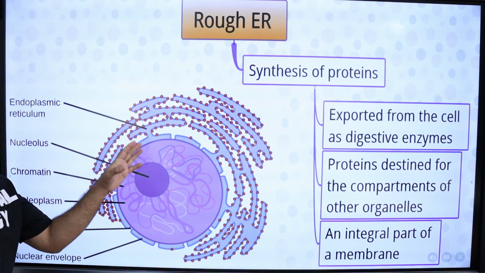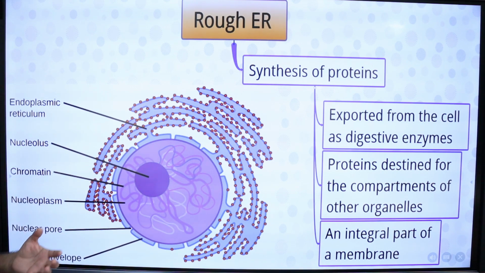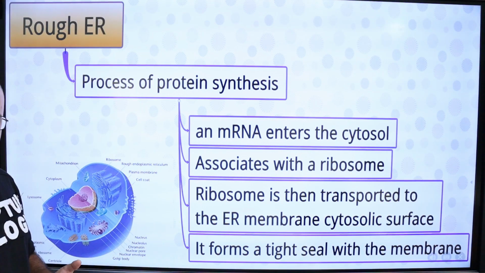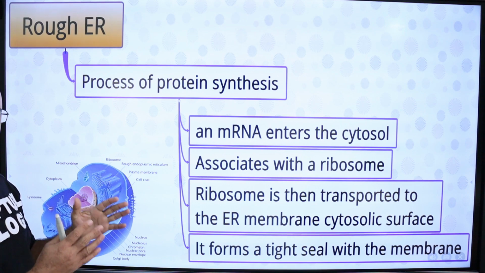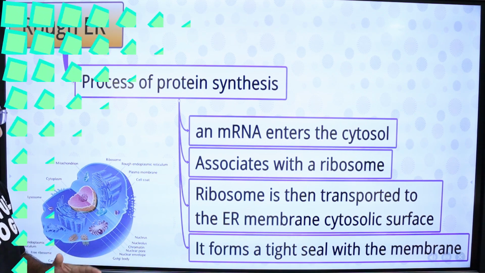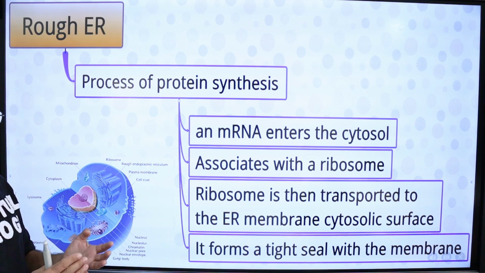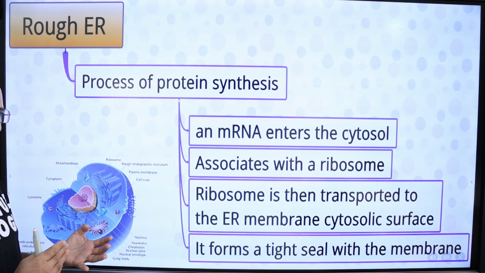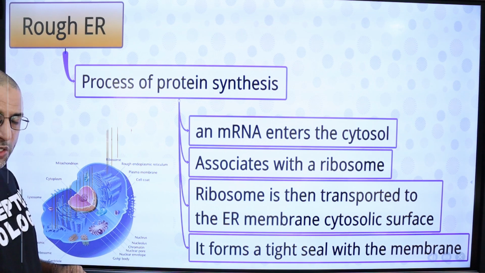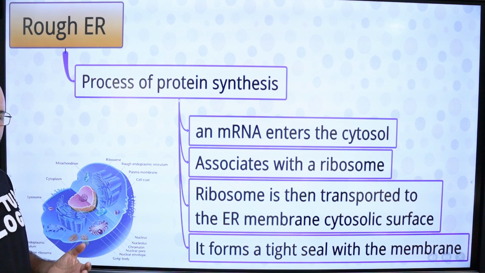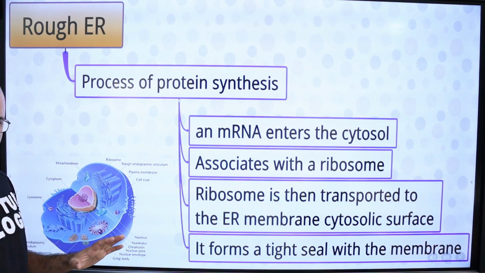Integral part of the membrane means it is very important, and the membrane cannot function without protein. What is the process of protein synthesis? Protein synthesis consists of transcription and translation. Transcription takes place inside the nucleus, that is the synthesis of messenger RNA from DNA, and translation takes place in the cytoplasm. When messenger RNA enters into the cytoplasm, where small and large subunits of ribosomes are present.